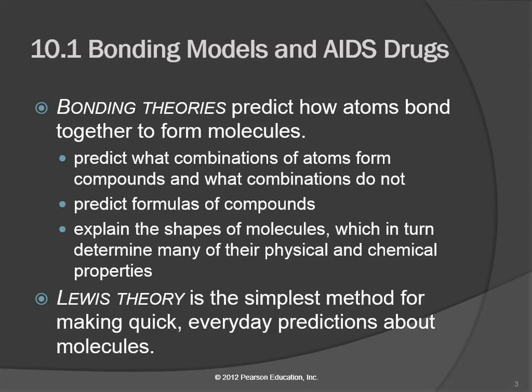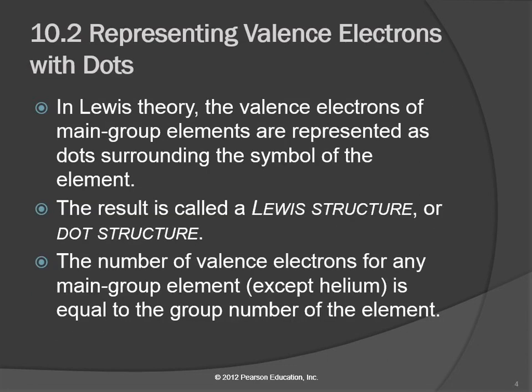Bonding theories predict formulas of compounds, and they explain the shapes of molecules, and the shape of the molecule has a lot to do with its physical and chemical properties. So there's different theories. The Lewis theory is the simplest one. It's the most limited, but it's still very useful. So we're going to talk about Lewis theory.